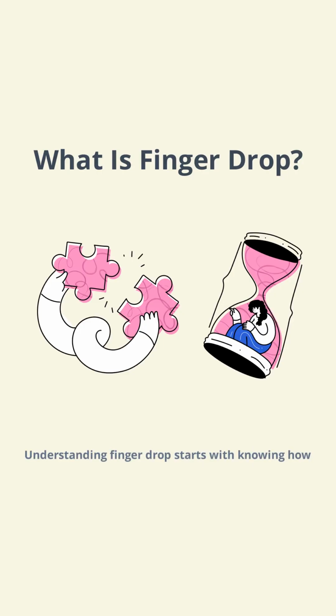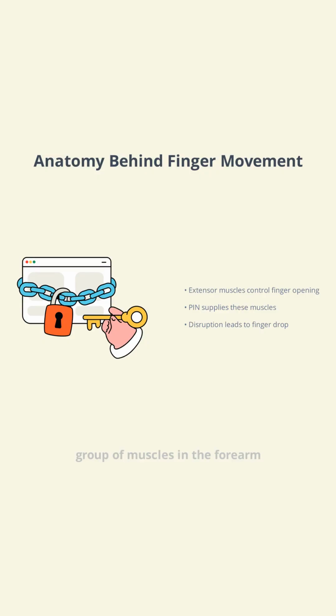Understanding finger drop starts with knowing how the finger extensor muscles and nerves work together, and why their malfunction leads to this unique problem. Finger extension is controlled by a group of muscles in the forearm, mainly the extensor digitorum communis. This muscle originates from the lateral epicondyle of the humerus and sends tendons to each finger. Additional muscles like the extensor digiti minimi and extensor indicis help extend the small and index fingers. The thumb has its own extensor muscles. All these muscles are supplied by the posterior interosseous nerve, PIN, a branch of the radial nerve. When any part of this system is disrupted, finger drop can occur. Understanding this anatomy is crucial for pinpointing the cause of finger drop.